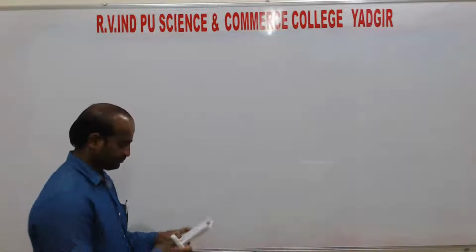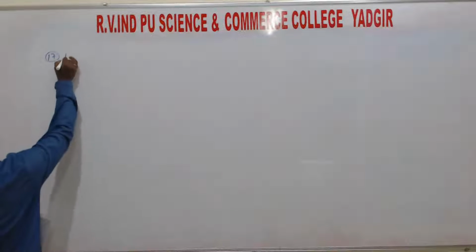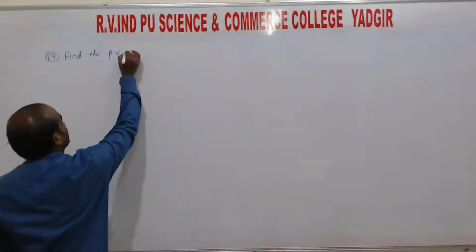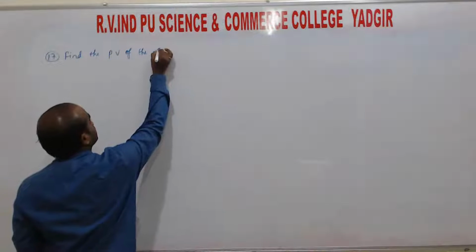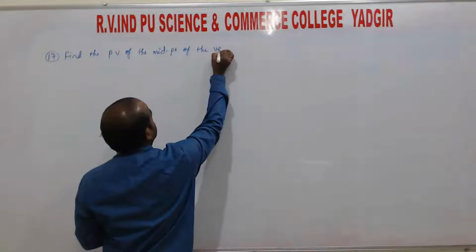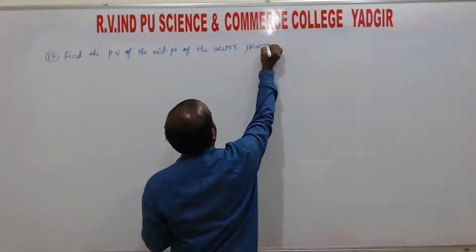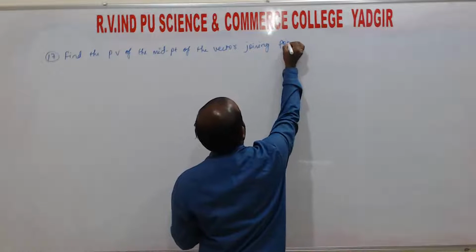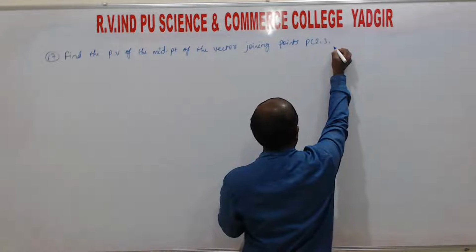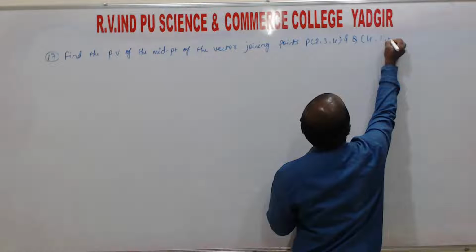Next question, 17.1. Find the position vector of the midpoint of the vector joining the points P(2, 3, 4) and Q(4, 1, -2).